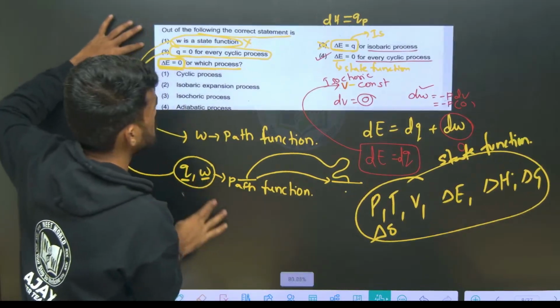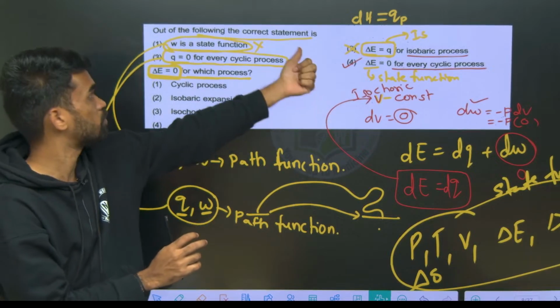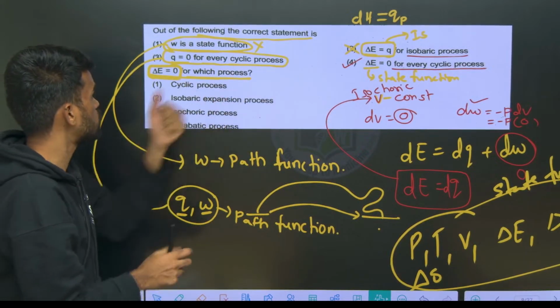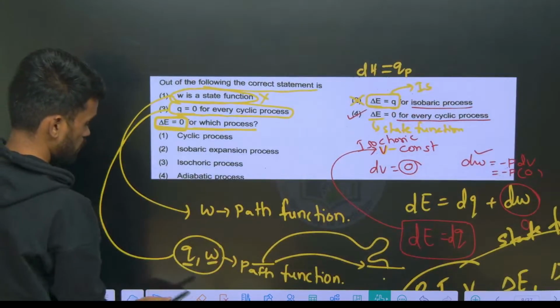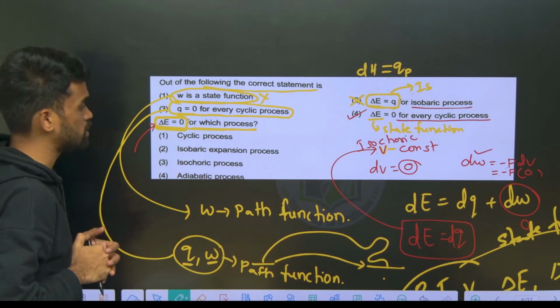So just give a try from your side. I already explained everything in the previous question. Use that concept to answer this question. So tell me, for which process is the internal energy change 0?